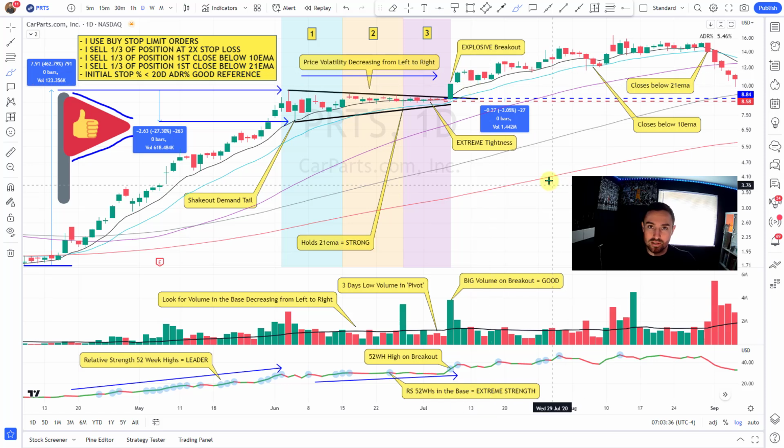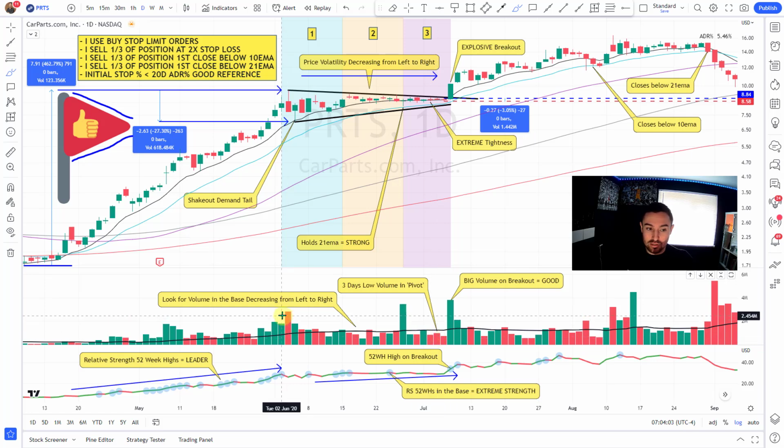Now there's some nuances within the base as well. So I've labeled here 1, 2, and 3, and you can read some of the labels as well. But in essence, you're looking for price volatility, which you can look at in the depth of the declines from peak to trough. You can also visually see it in the candlesticks, that they are tightening from left to right, or you could be using bars as well. But you see how the volatility is contracting from left to right, and then you get extreme tightness over in this purple area with the volume drying up. So we'll come on to that in a second.